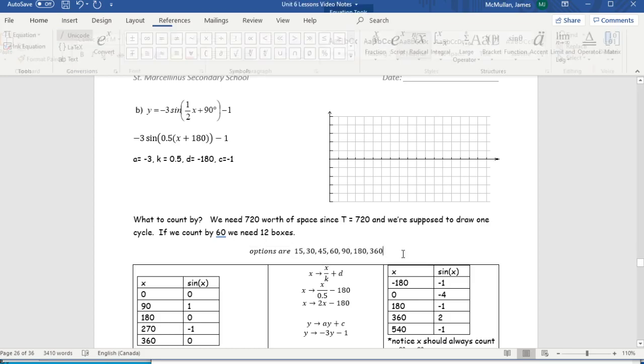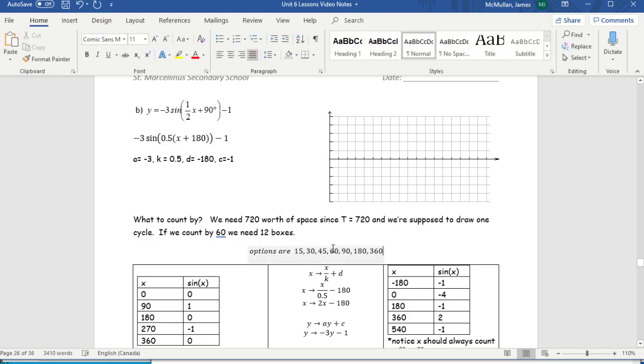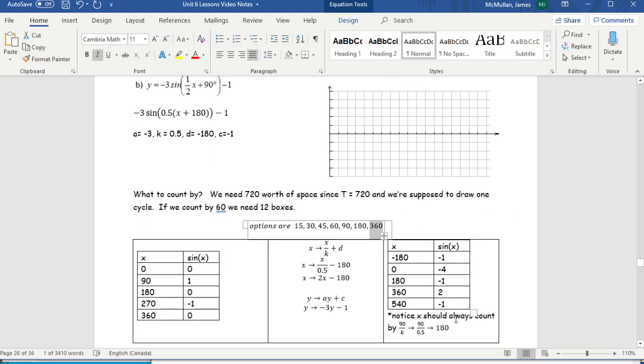So, you know, if you were counting by 60, you'd need 12 boxes. If you're counting by 90, you'd need 8 boxes. If you're counting by 360, you'd only need 2 boxes, which would be kind of silly because your whole thing would be crammed into just a tiny little bit of this. So it's a trade-off: you want to use the space so it's not too crammed, but you don't want to be counting by such a small number that you need 50 boxes to complete your picture. In any case, let's just count by 60. So if we count by 60, we need 12 boxes, so let's just do that.